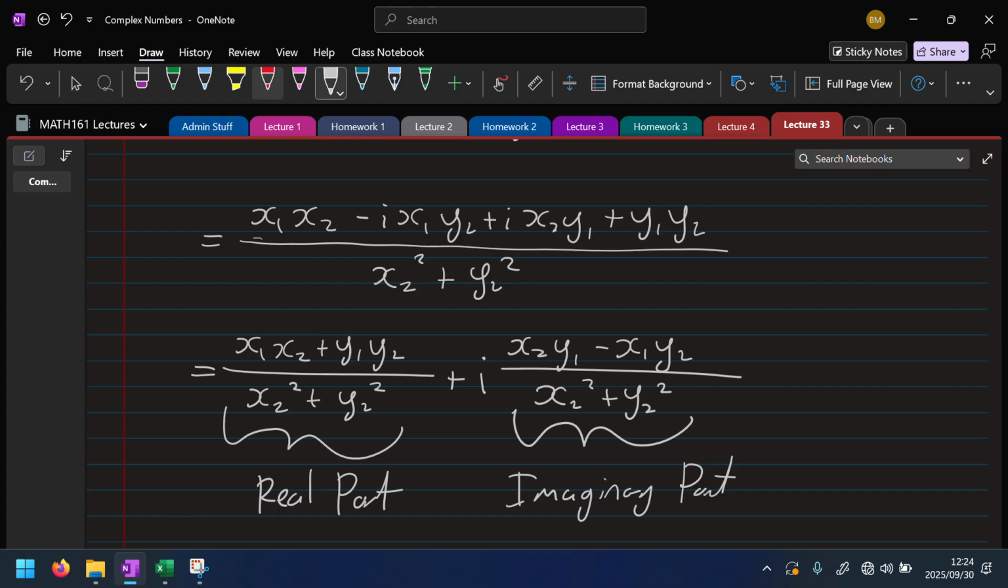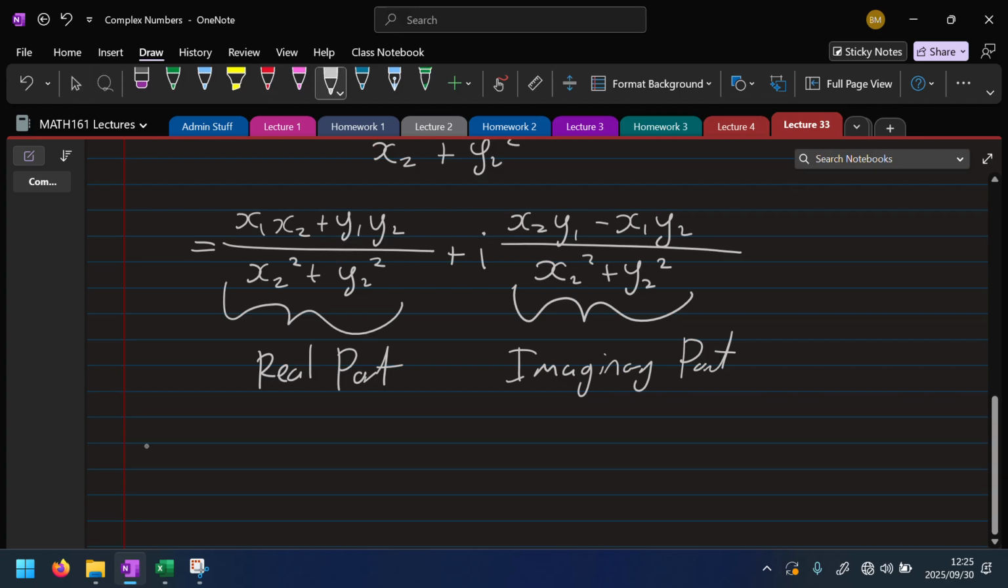Very similar to what we did for the addition, subtraction, and the multiplication. Any questions on how you solve these problems? So you multiply top and bottom by the conjugate, and then you have your real parts and your imaginary parts. Okay, let's have a look at an example.